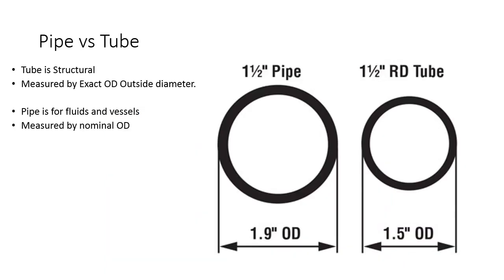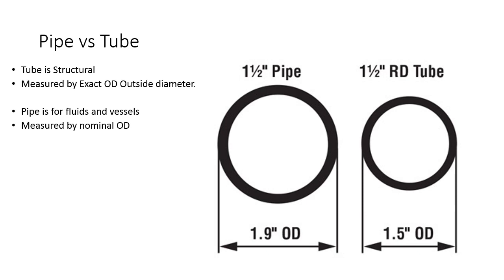Okay, so here's where we're going to get things confusing for everybody involved. Pipe versus tube. Generally, tubing is measured with the outside diameter, but it's exact. It's not a nominal size. Whereas with 1.5-inch pipe, we can see here in this example, it's got a 1.9-inch OD. If we're using 1.5-inch tubing, we've got an exact OD. It is 1.5 inches OD.